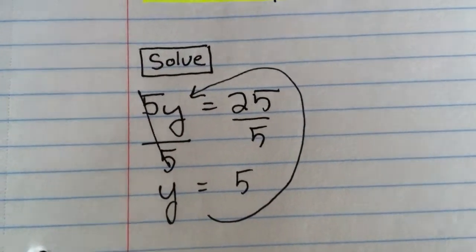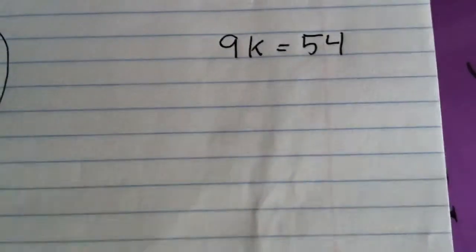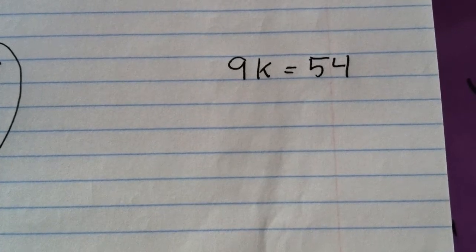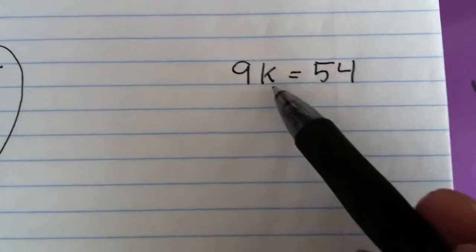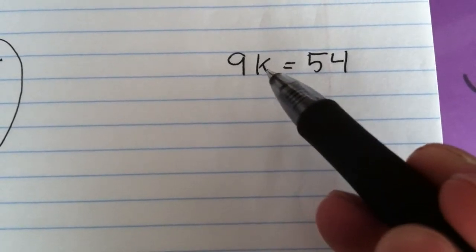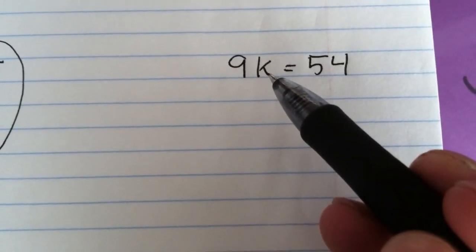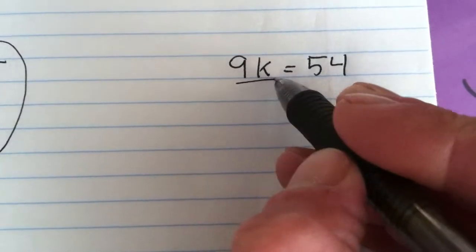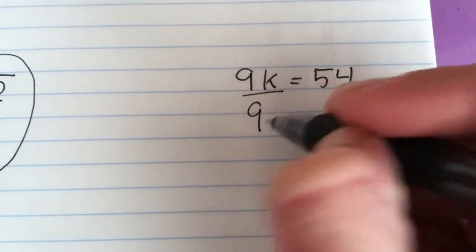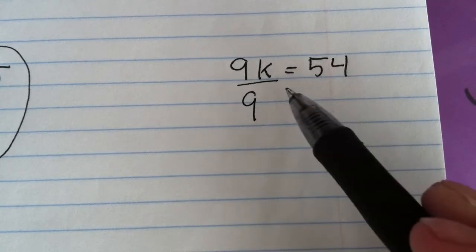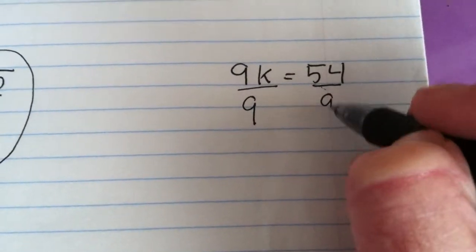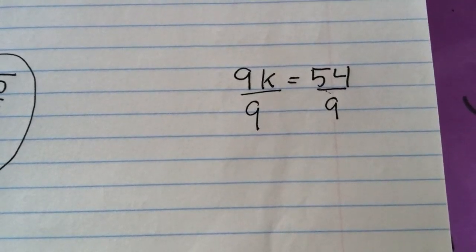Let's try another problem. Let's look at this one. 9k equals 54. I'm trying to isolate the variable k to solve the equation. I know that this is a multiplication scenario. The inverse of multiplication is division. I want to get rid of that 9, so I divide by 9. I've got to keep it fair, so I will also divide by 9 here because of our properties of equality.